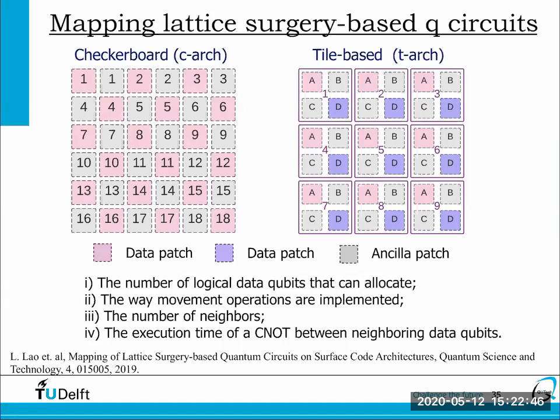They differ in the way that movement operations are implemented, because we have to move qubits around, especially when you want to do a CNOT between two corner qubits. Remember that you have to use this L shape, and then you use lattice surgery. And for that, qubits need to be nearest neighbors. So you can move those logical qubits in different ways. They differ in the number of qubits that they can interact with, the number of neighbors, and also the execution time of the CNOT between different data qubits.